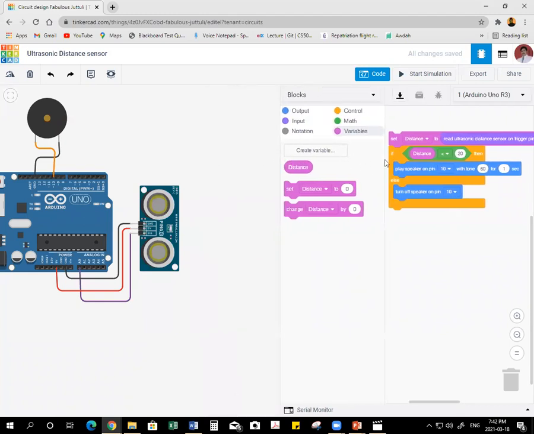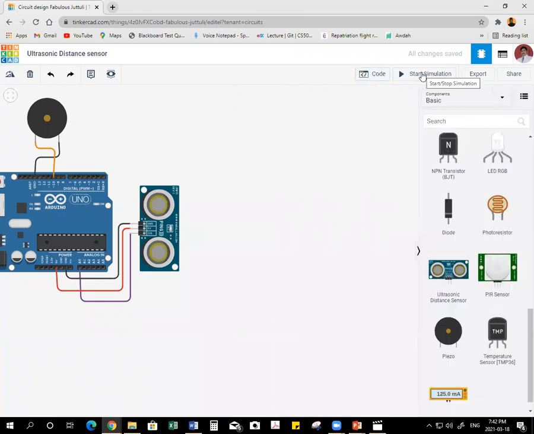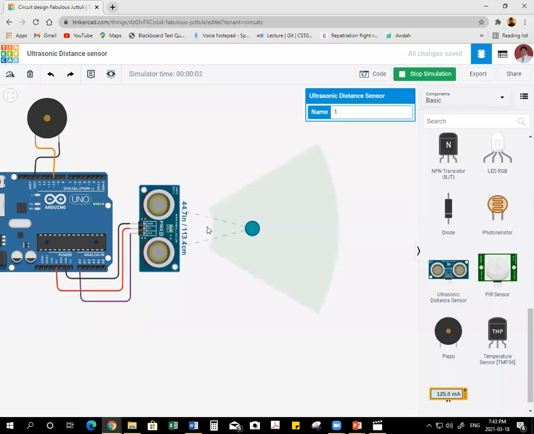Now I have to close this code and you have to start simulation. Now if you press on the ultrasonic sensor, the distance will come. Press it. See, this is the object which it is sensing. This is the object, the round circle where you are standing. I can say how much distance you are standing away from the ultrasonic sensor.